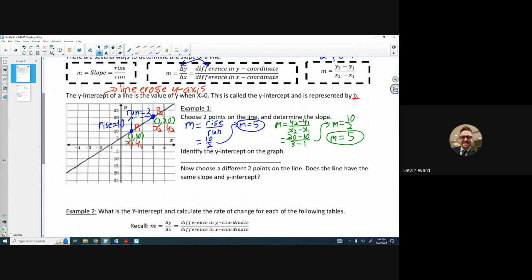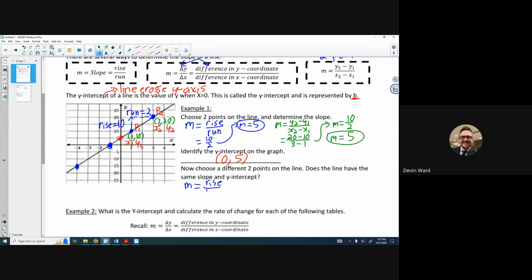So let's identify the y-intercept on the graph. That's going to be right where the line crosses the y-axis at 5 here. My y-intercept is at 0, 5 because x is 0. Now I chose these 2 points for my line to determine slope, but I could choose any 2 points. So let's choose 2 new points. I'll do these 2 and see if the line has the same slope. It will always have the same y-intercept.